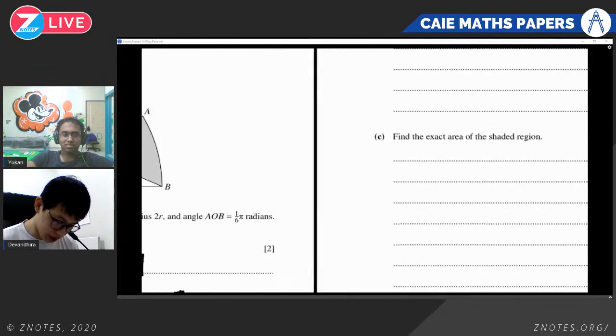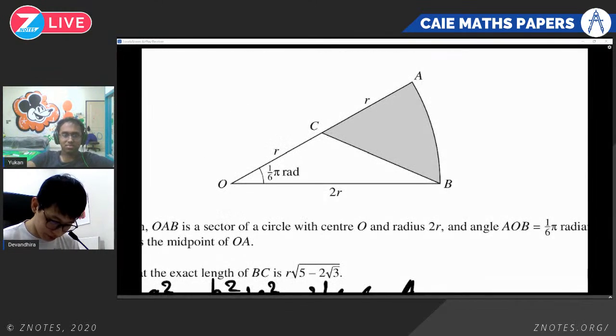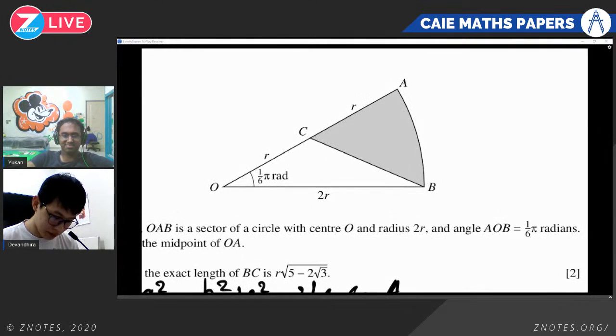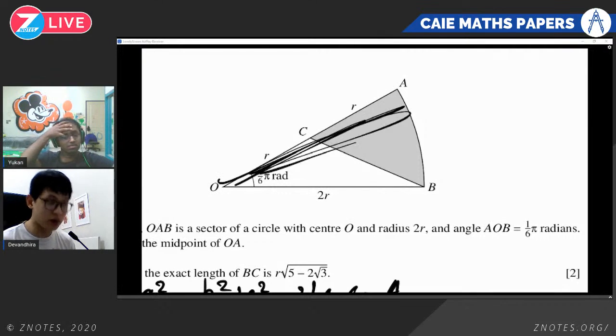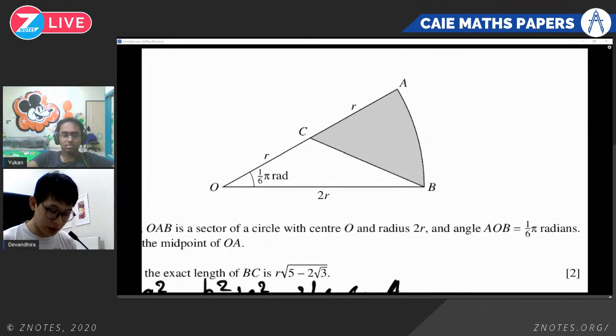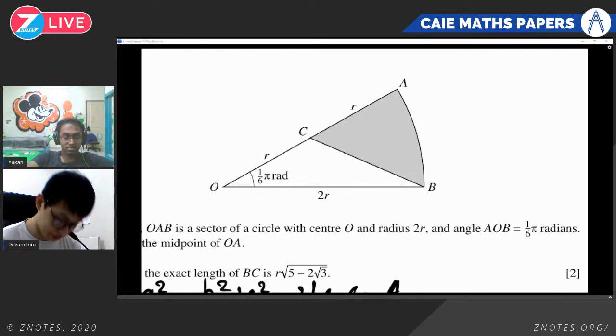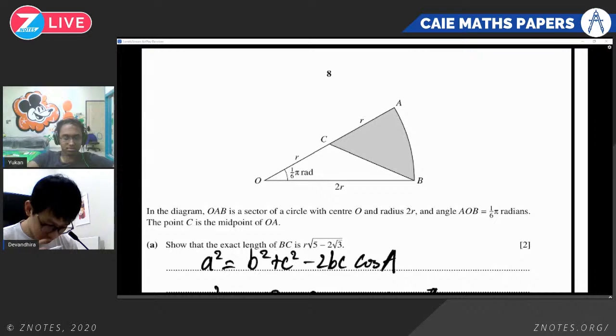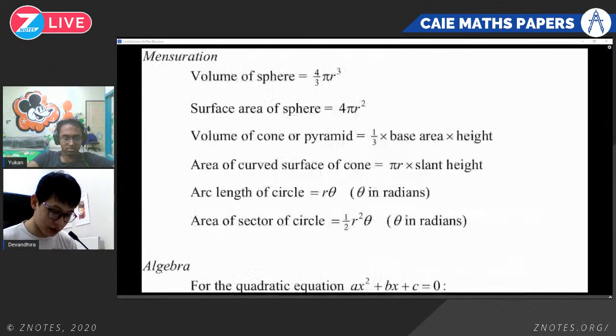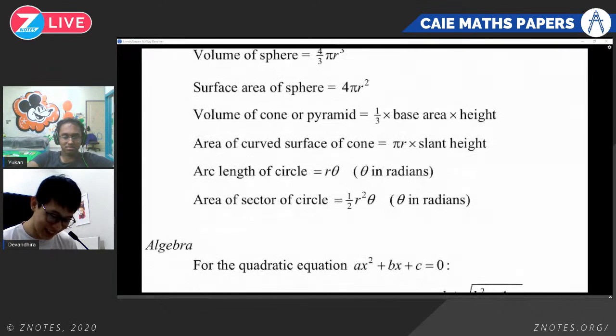Find the exact area of the shaded region. Sure, why not? We can do that. So, as you can see here, this is a sector of a circle. We can get the whole sector of the circle, correct? Then we subtract the small triangle here, the unshaded triangle. Right? All right. So, to get the area of the sector, just take a look at the formula sheet again, and it's just right here.